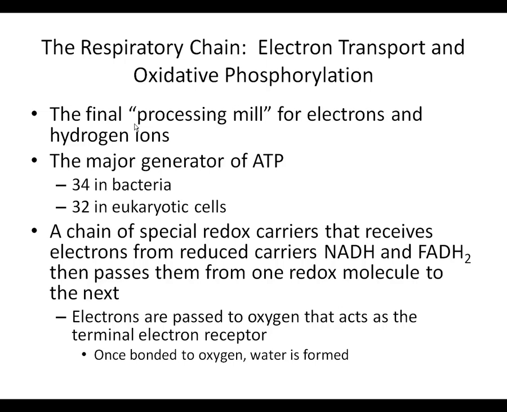This electron transport chain, your book actually calls it the processing mill of electrons and hydrogen atoms. And I'm sorry, there is an error here on your page. Basically, we are going to generate, I'm sorry, no there's not. We are going to generate 34 ATP in bacteria, 32 ATP in eukaryotic cells. Combining that with the ATP that we've already made in glycolysis and the Krebs cycle, we will make our 38 and 36 molecules of ATP.